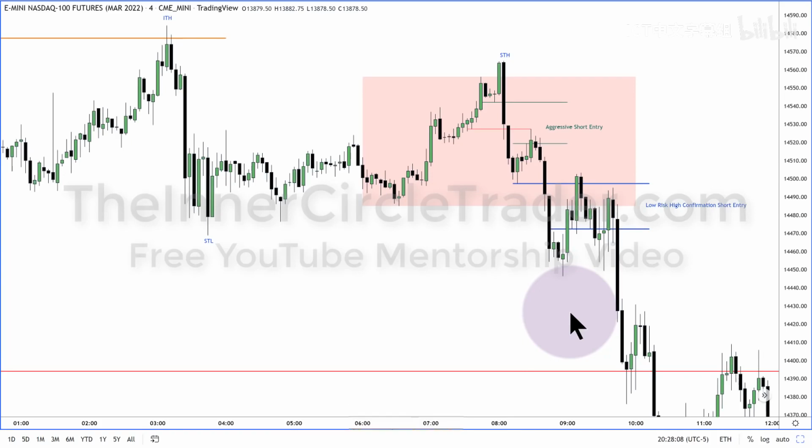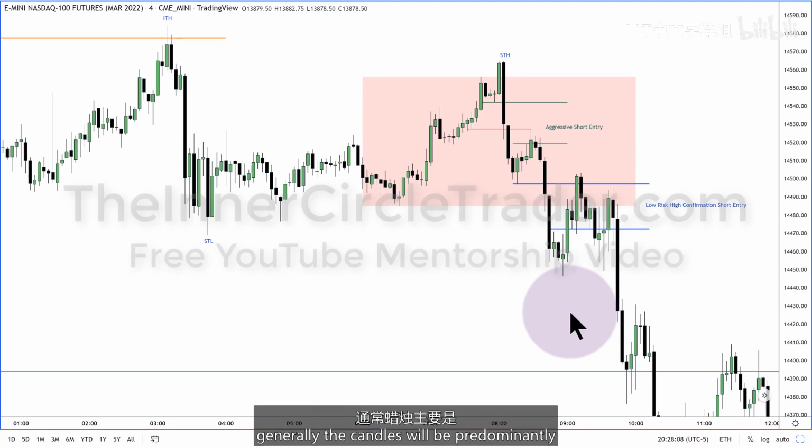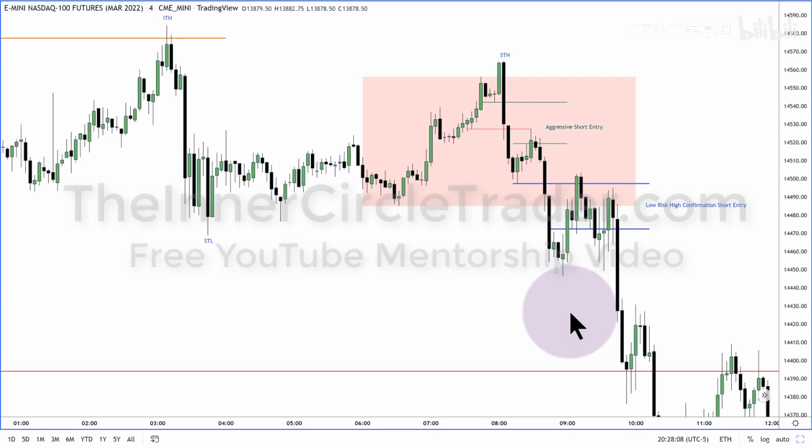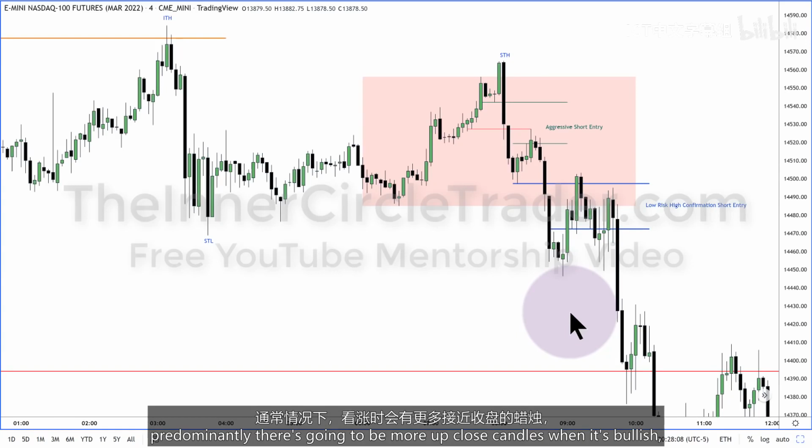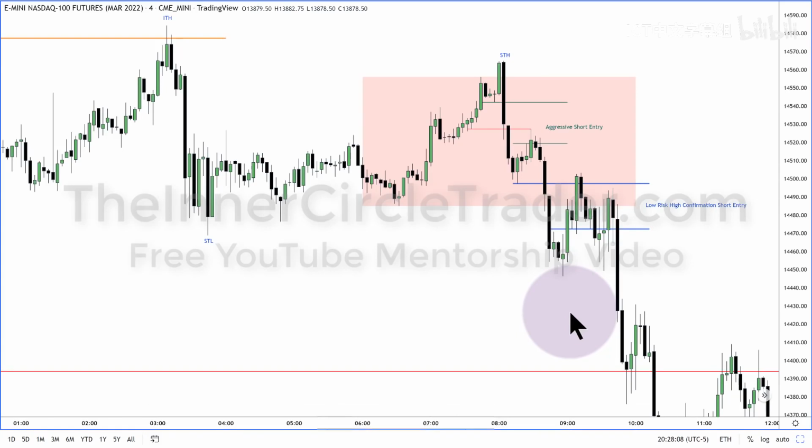And vice versa. If you're bullish, when price is moving higher, generally the candles will be predominantly green in my case, because I'm looking at green candles when it's going higher. Whatever your candle color is on your platform, predominantly there's going to be more up close candles when it's bullish. But down close candles should support price.